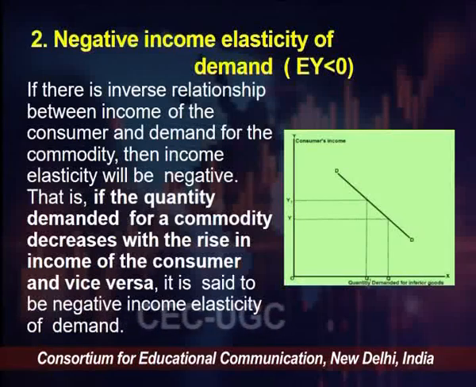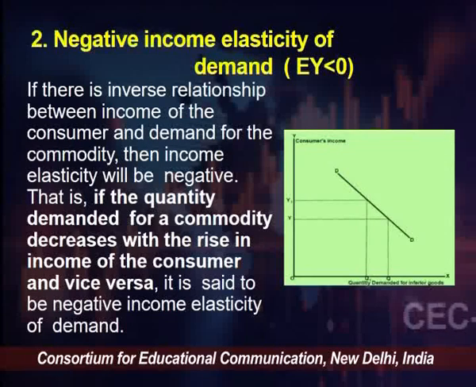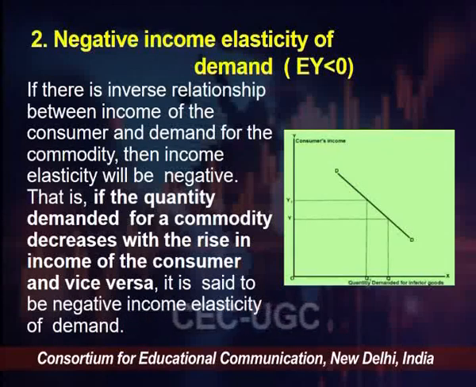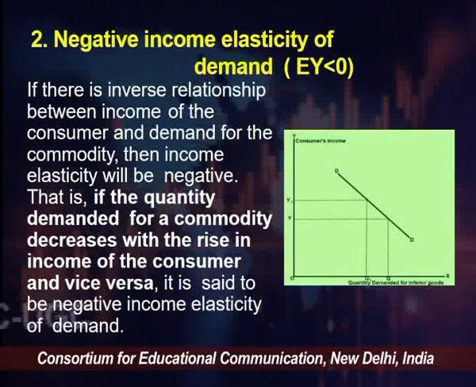Another is negative income elasticity of demand. Now if there is an inverse relationship between income of a consumer and the demand for a commodity, then income elasticity will be negative. So if the quantity demanded for a commodity decreases with the rise in income of the consumer or vice versa, it is said to be negative income elasticity of demand, and in that case the slope will be downward sloping.